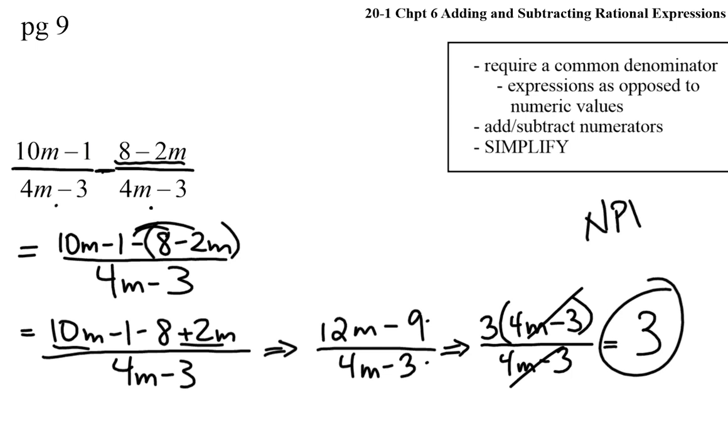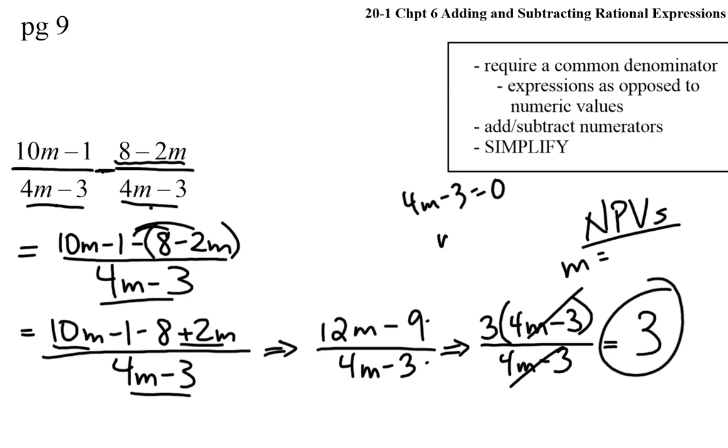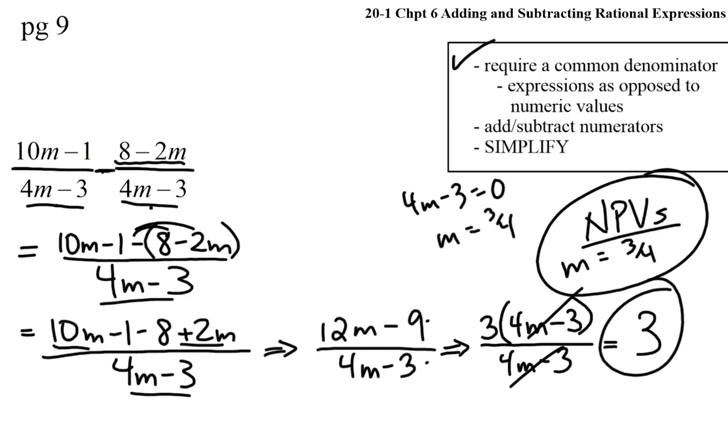As long as we don't have m values of what? Well, the only denominator we have is 4m minus 3. So if 4m minus 3 equals 0, that's a bad thing, and that will happen if m is 3/4. So we will get an answer of 3 as long as m does not equal 3/4. So that's what we want to look at doing, adding and subtracting rationals. Common denominator, add or subtract numerators, simplify.